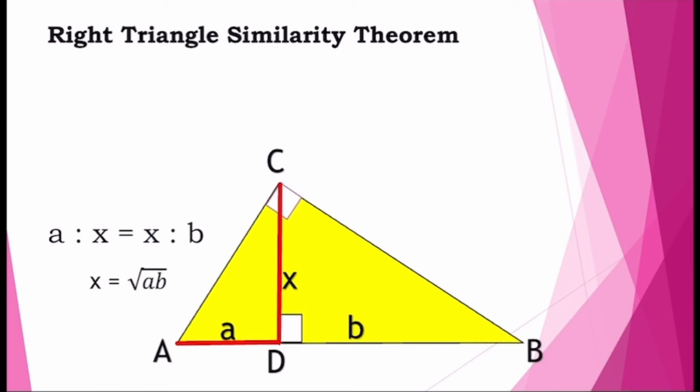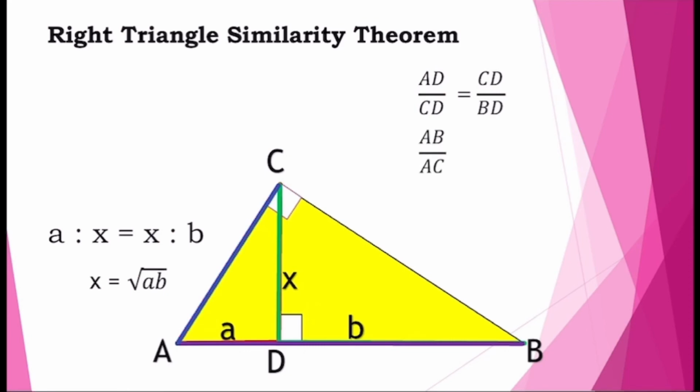In the figure, AD over CD is equal to CD over BD, and AB over AC is equal to AC over AD, and AB over BC is equal to BC over BD.